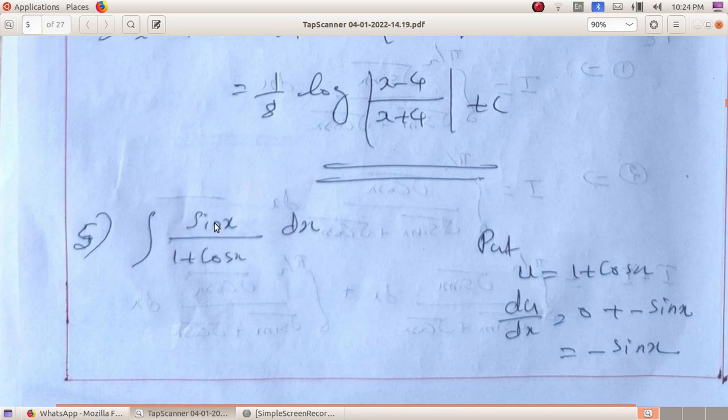Integral sin x divided by 1 plus cos x dx. There is a substitution: 1 plus cos x is equal to u. Then what is du by dx? Derivative of 1 is 0, derivative of cos x is minus sin x. So the answer is minus sin x.